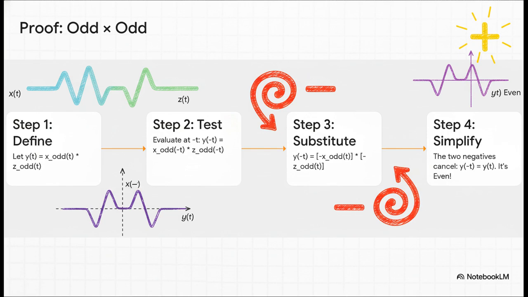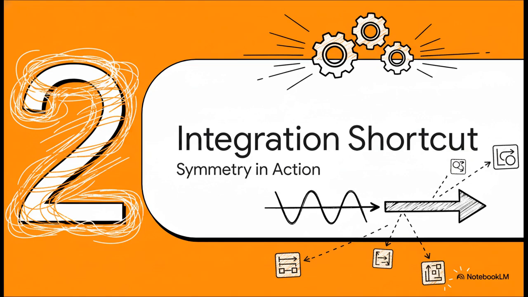And then, finally, in step 4, look what happens. Those 2 negative signs cancel each other out. Bam! Which leaves us with y of minus t being exactly the same as our original y of t. And that, my friends, is the very definition of an even signal. Pretty neat, right?